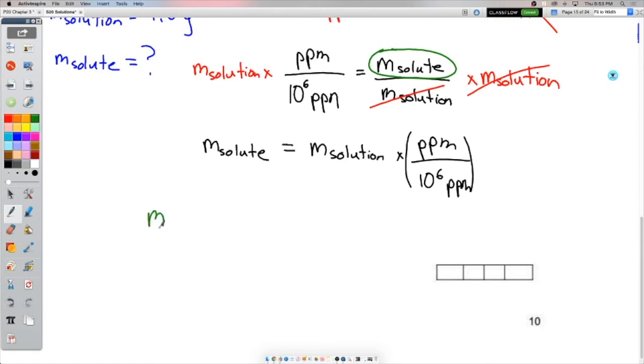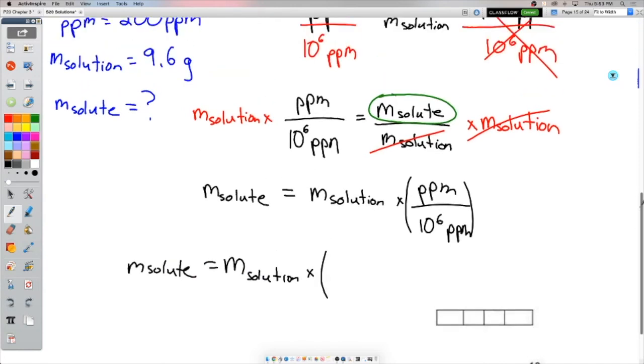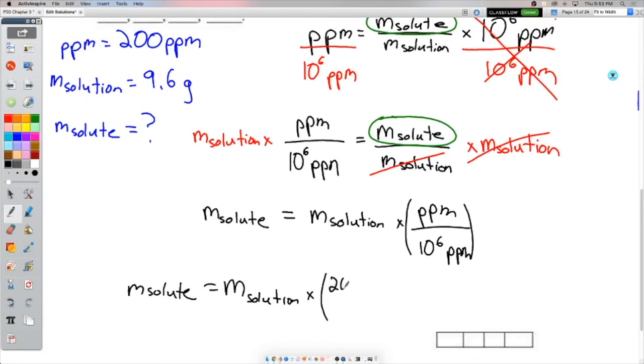So M solute is equal to the mass of the solution times the concentration in ppm, which I believe was 200. Yes, 200 ppm, parts per million, divided by a million, or 10 to the 6, whichever one you prefer.